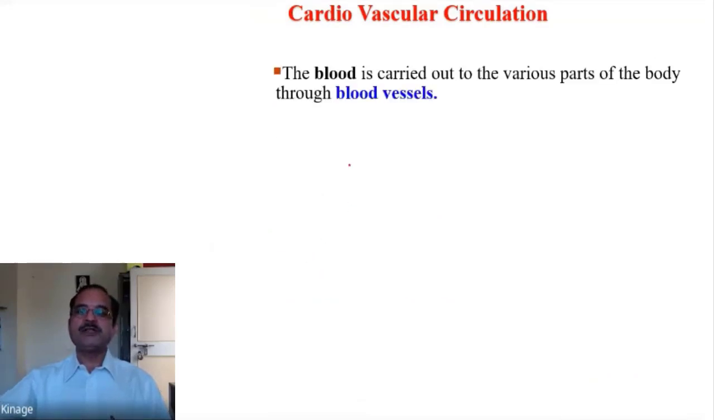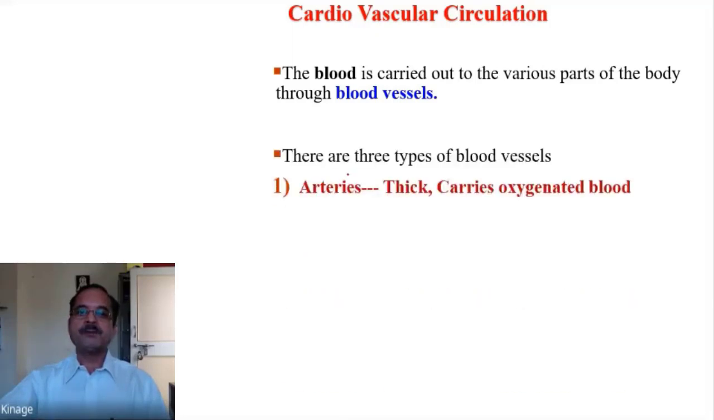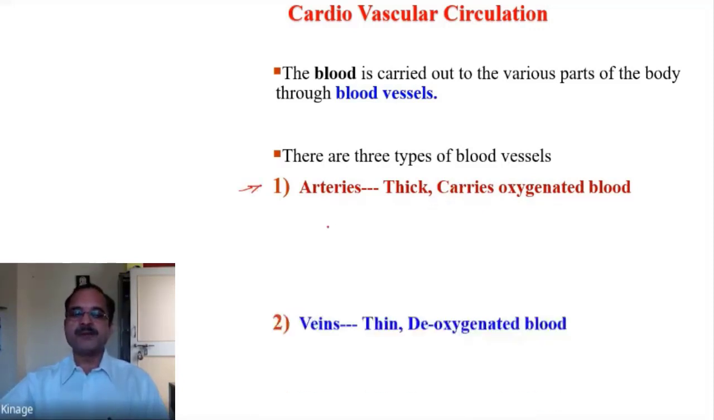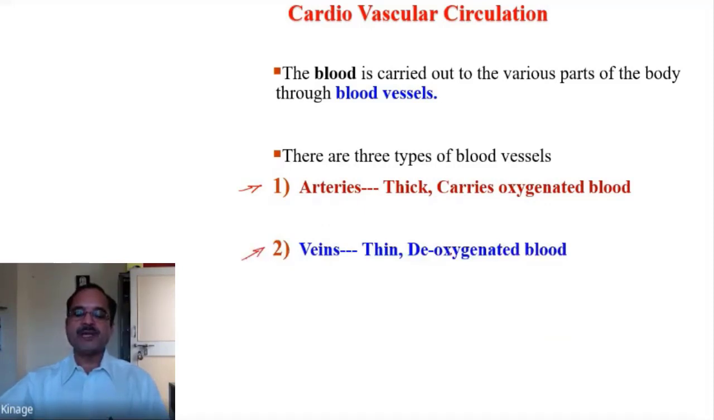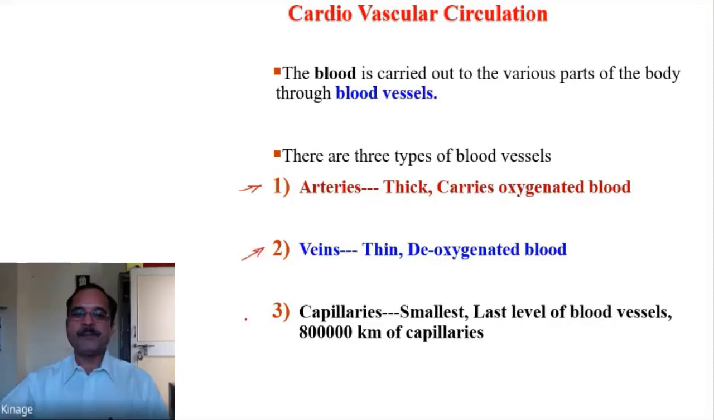Blood is carried out to the various parts of the body through blood vessels. There are three types of blood vessels called as arteries. So these arteries are thick and carries oxygenated blood. Then there are veins which are thin and which carry deoxygenated blood, that means impure blood. And there are capillaries. So capillaries, these are the very smallest vessels, tubes, you can say, flexible pipes. And these capillaries, they supply blood to all, even the smallest part of the body, that means the cells. Okay. And in our body, there are 8 lakh kilometer of total capillaries.